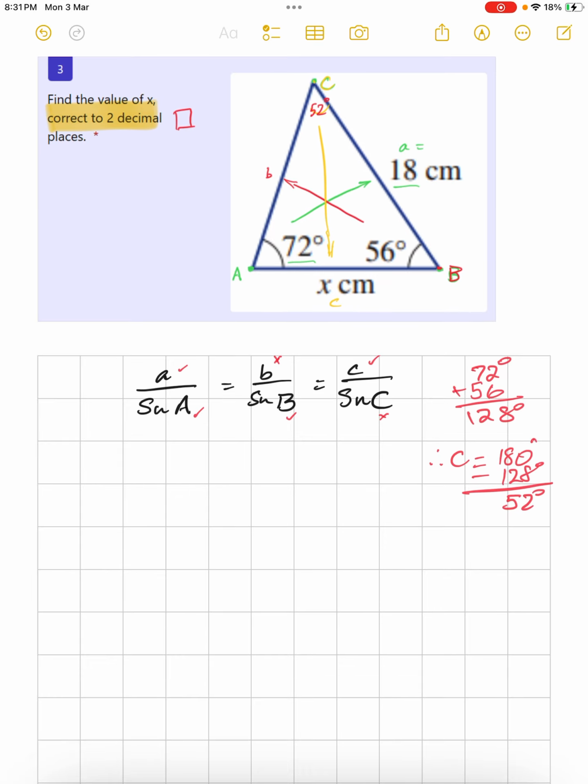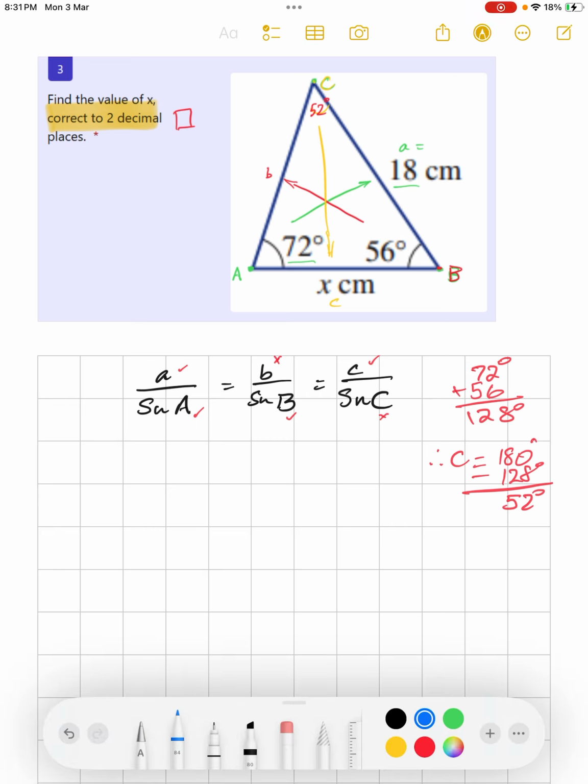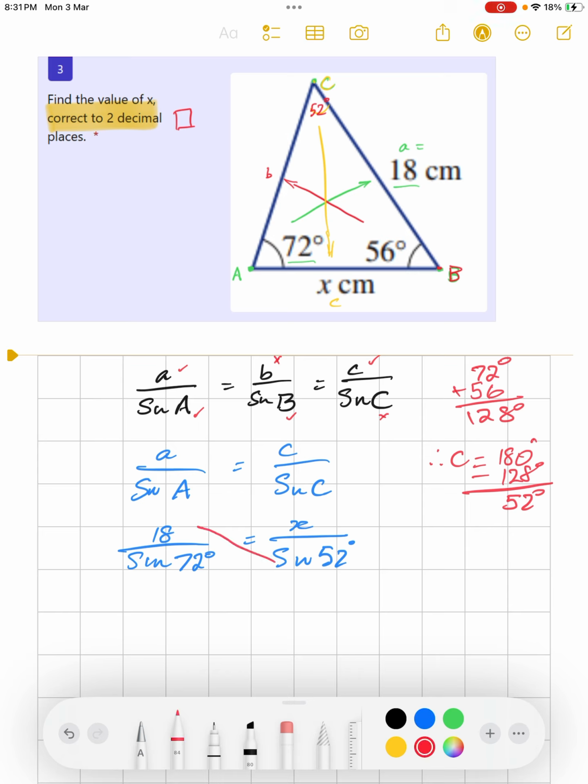All right. Now we can use the sine rule. We'll use a over sine A equals c over sine C. So a is 18, sine 72 degrees, equals c, which is x, over sine of 52. Now, we can cross multiply, but I'm only going to take one up the other side. I'm not going to take the sine 72 up because we'll just get x on its own if we just take sine of 52 up. So it's going to be 18 times sine of 52 over sine of 72 degrees.